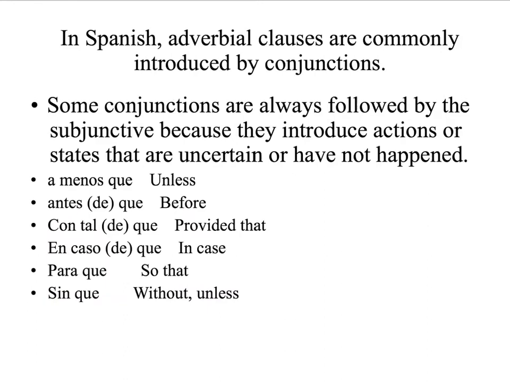In Spanish, adverbial clauses are commonly introduced by conjunctions. Some conjunctions are always followed by the subjunctive because they introduce actions or states that are uncertain or have not happened yet. These phrases are always going to be followed by the subjunctive: a menos que, antes que, con tal que, en caso que, para que, and sin que. The des are in parentheses because there's something you'll see about how you use them differently.